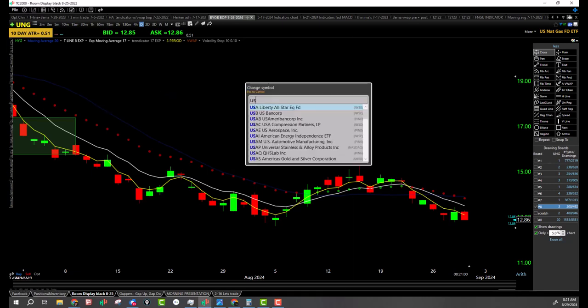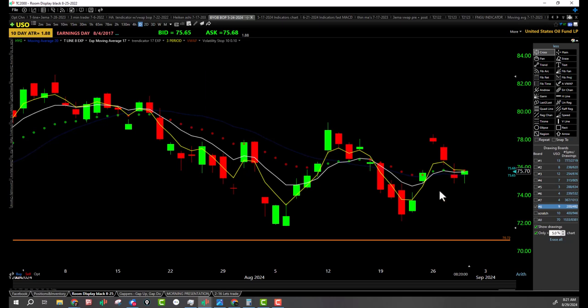Try it again. USO right here. USO in an uptrend ever since we broke this high right there. Okay, that's an uptrend. We made a higher high. So we're in an uptrend. All right, and then we had a sharp pullback making a higher low. Now can we make a higher high? Doesn't look like it's happening here. Maybe we can recover it right here. Okay, so we're in an uptrend.